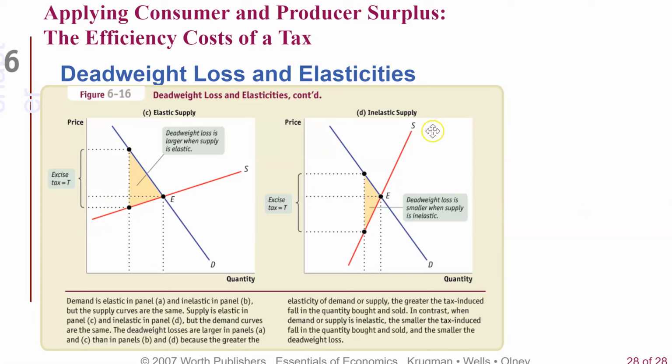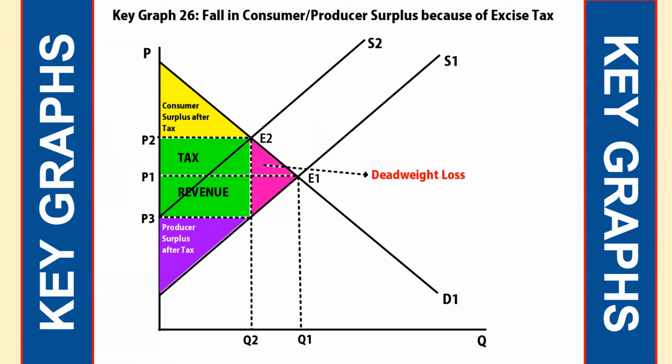Now, if supply is inelastic, what we see here is the deadweight loss is smaller. They're a slave to the price. They have to buy it. So what we're going to see here is the consumer is going to pay part of the tax, but the incidence, the burden of the tax is actually going to be borne more by producers, by the sellers or business owners, again, because supply is more inelastic than demand in these cases. So that leads us back to this key graph 26.